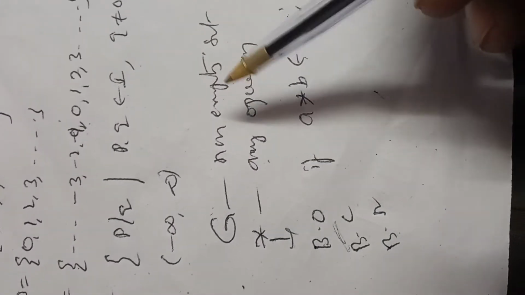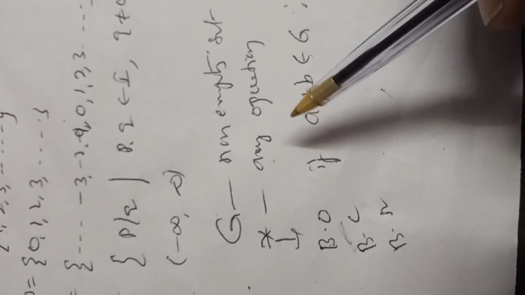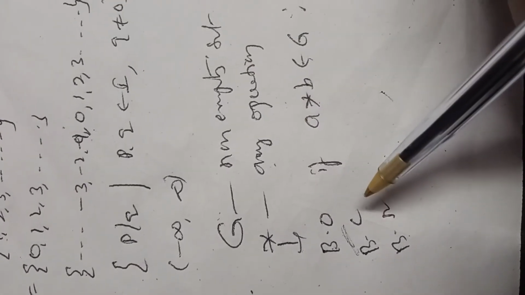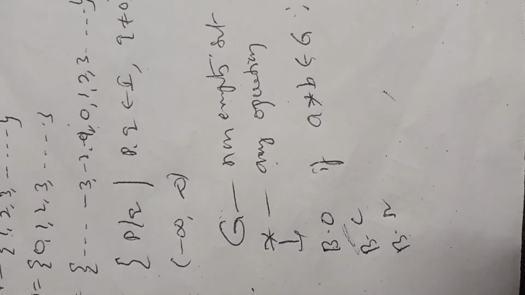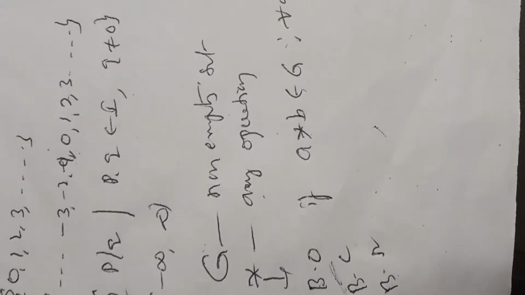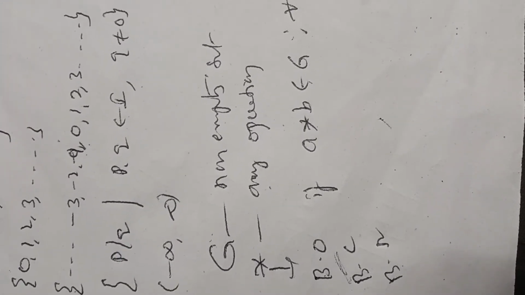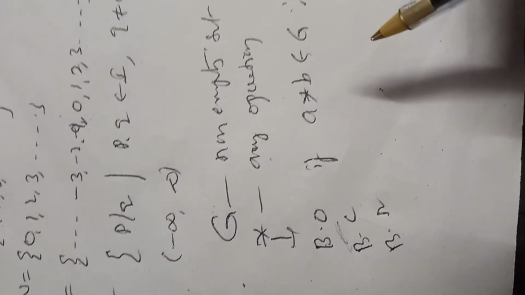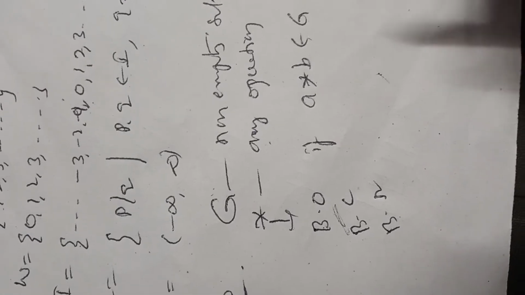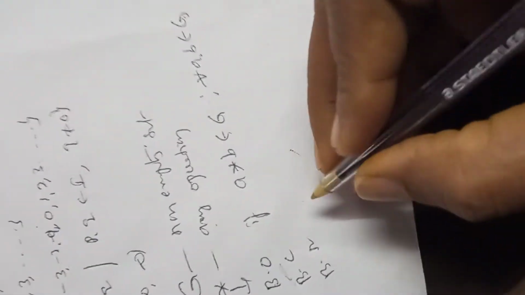What is the definition of binary operation? G is a non-empty set, star is any operation. Star is said to be a binary operation if a star b belongs to G for all a, b belonging to G. Then star is said to be a binary operation, or binary relation, or binary composition, right?